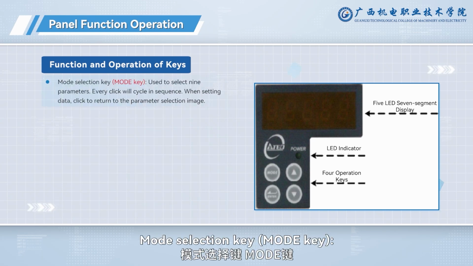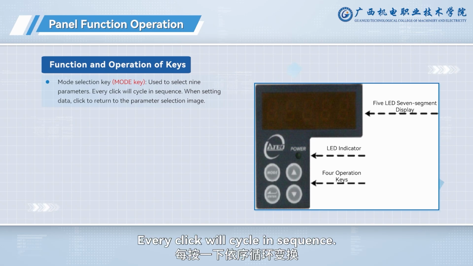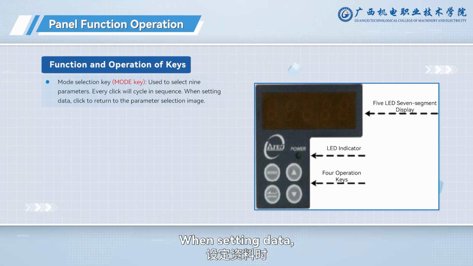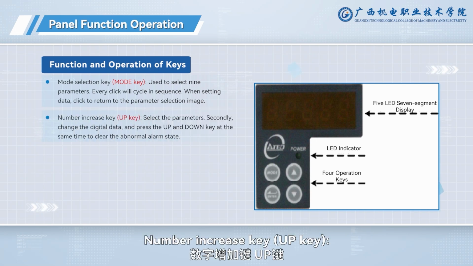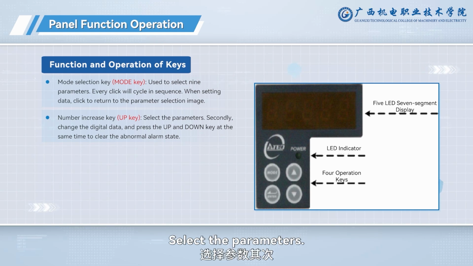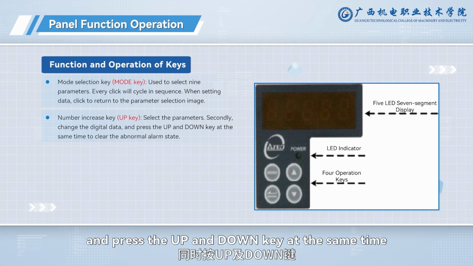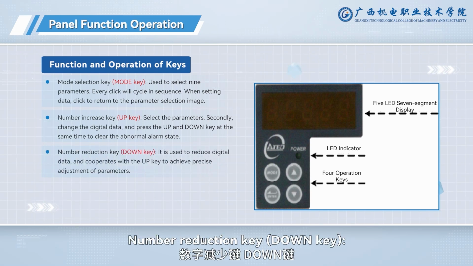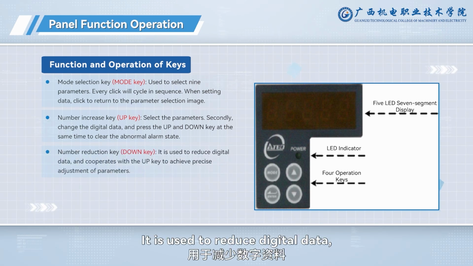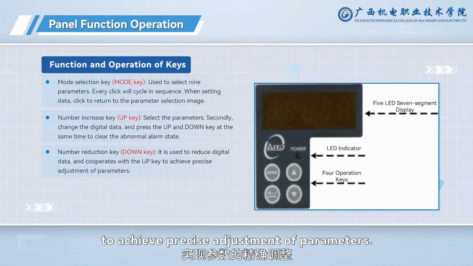Mode selection key. Mode key used to select 9 parameters. Every click will cycle in sequence. When setting data, click to return to the parameter selection image. Number increase key. Up key selects the parameters, and secondly changes the digital data. Press the up and down keys at the same time to clear the abnormal alarm state. Number reduction key, down key. It is used to reduce digital data, and cooperates with the up key to achieve precise adjustment of parameters.